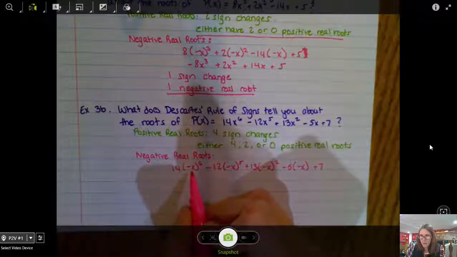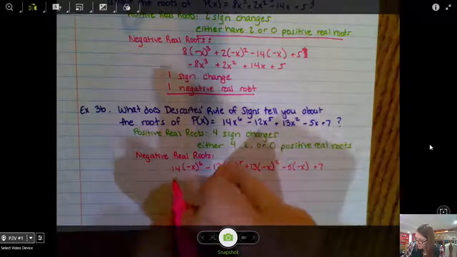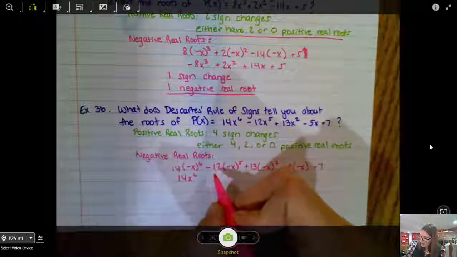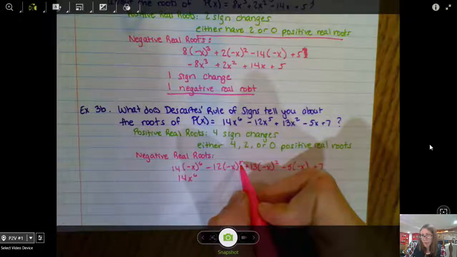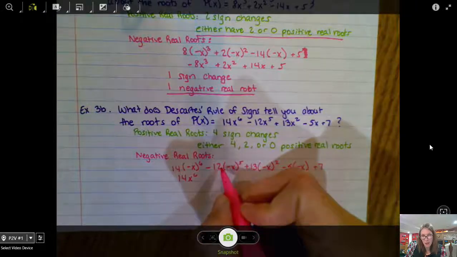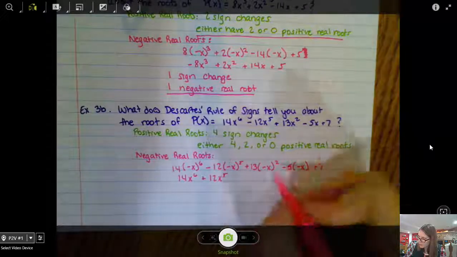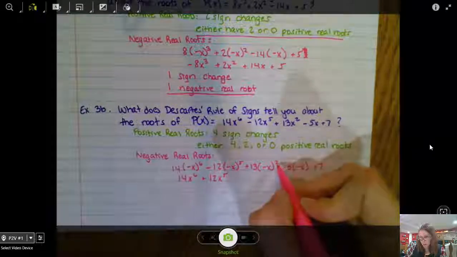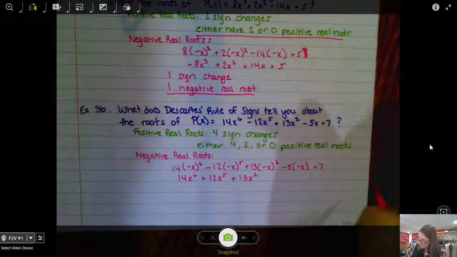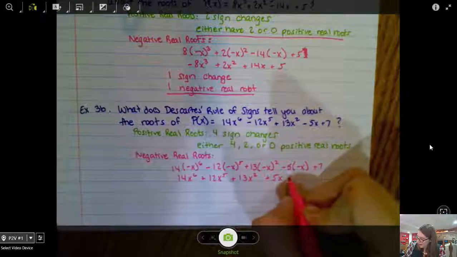Now if I take a negative number to the 6th power, it's going to be a positive number. Positive 14x to the 6th. If I take a negative number to the 5th power, this is going to be a negative number. Negative number times negative 12 would be positive 12x to the 5th. Negative x, negative number squared is going to be positive, so plus 13x squared. Negative 5 times negative x would be plus 5x, and then plus 7.